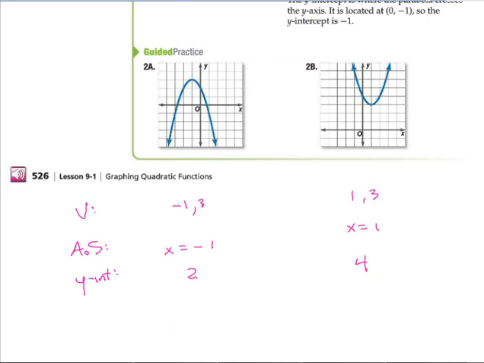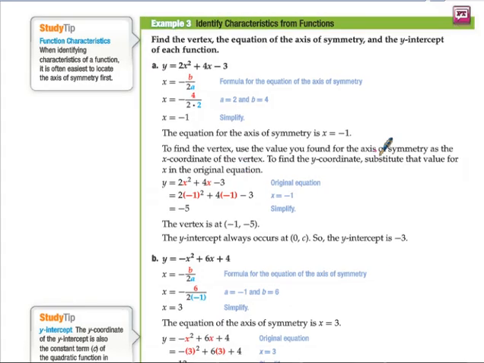If you didn't, try those again, look, and maybe you miscounted. If you still can't get them, make note of it so we can go over it from class: how to find the vertex, the equation of the axis of symmetry, and the y-intercept, from the equation now, not just the graph.